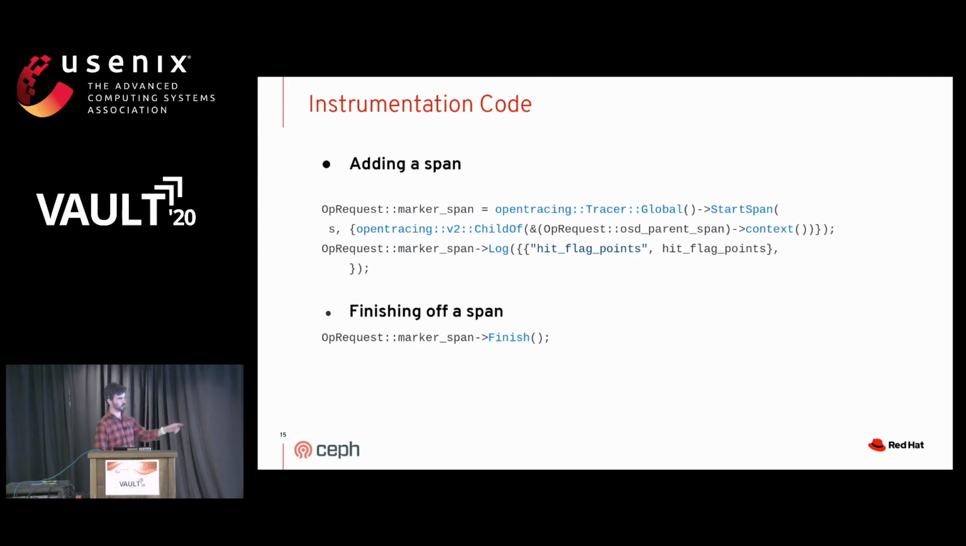So what this does is take that a little bit further, and for each of those possible flag points, it will also dump to Jaeger a span representing how long it's spent there. So this would be read off the wire, went into the PG queue, started processing by the OSD, got submitted to BlueStore, that kind of thing. And then for each of these spans, you need to call finish.